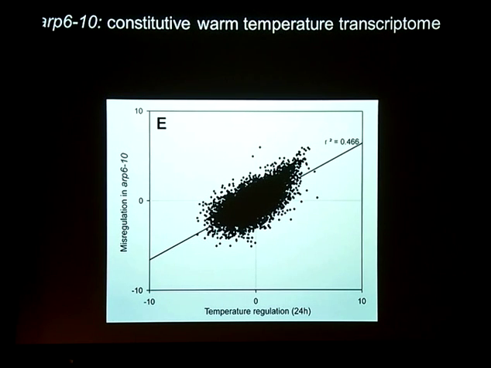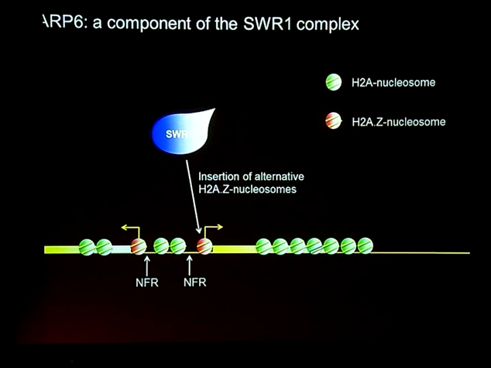And this is an R-squared of almost 0.5. So you can say that basically this single gene seems to account for about half of the transcriptomic response to warm temperature. And so this is all published, so I'll just summarize with our model for what we think is going on here. So ARP6 encodes a member of a protein complex called SWR1. SWR1 is necessary to insert alternative nucleosomes containing H2A.Z histones into chromatin.